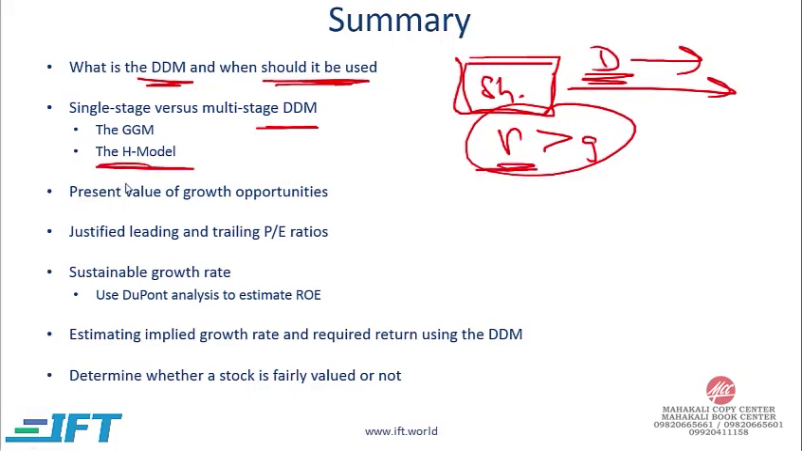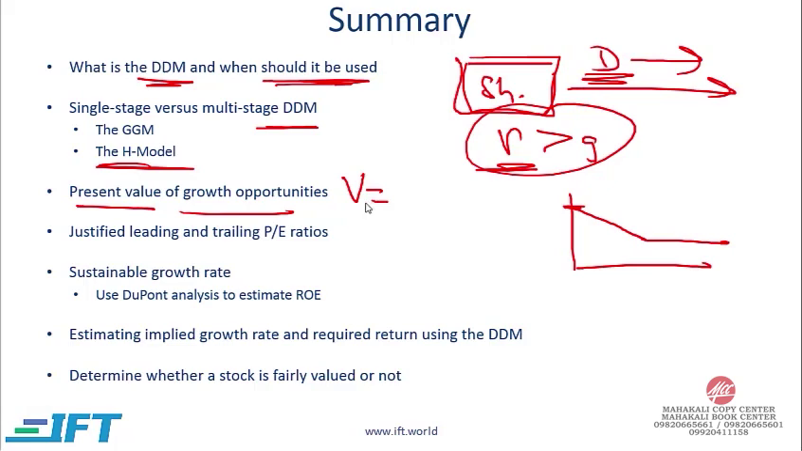Then we talked about the H model, where the growth rate is high, comes down gradually to a certain level and then stabilizes. So make sure you know the formula for the H model also. We talked about the present value of growth opportunities. The idea here is that the value of a stock or a company can be thought of as having two components. One component is based on the assumption that the company will not grow, in which case the value is E1 over r, plus the PVGO. For high growth companies, PVGO will be a relatively high percentage of the overall value.